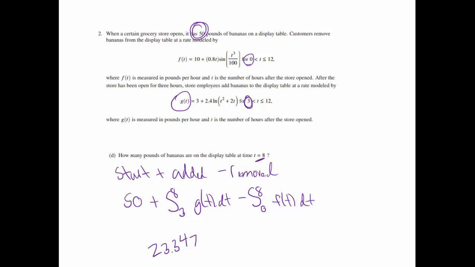And if we calculate that all out, we are going to get 23.347. So let's see our point breakdown here. We're going to get 1 point for each integral, and then we are going to get 1 point for that final answer. So that's how that works.